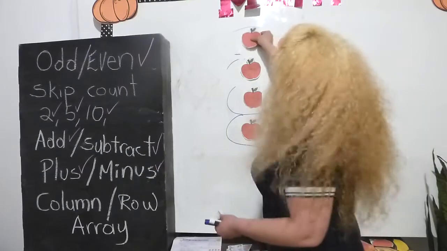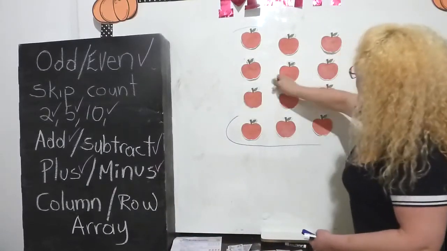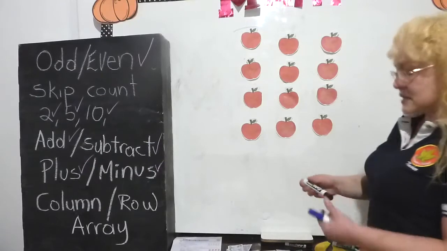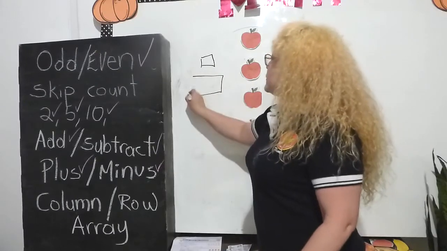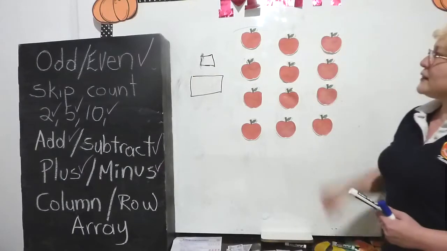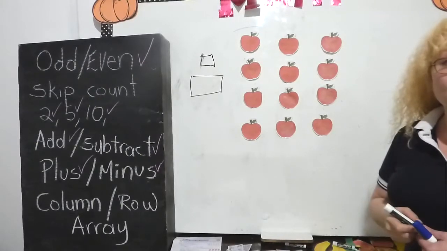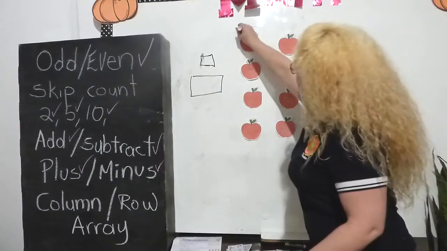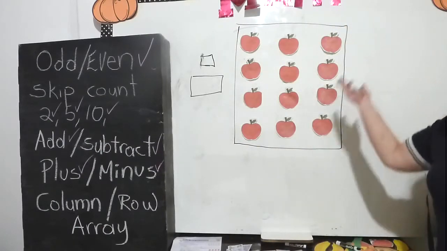And if I tell you array, what does array mean? Array means that the things are placed as a square or a rectangle. A square or a rectangle. So look at the apples. Are they arranged as a square or a rectangle? Let's see. What shape do they have? Yes.